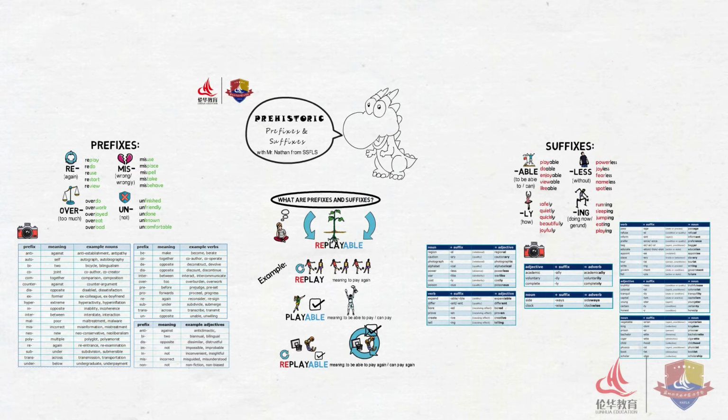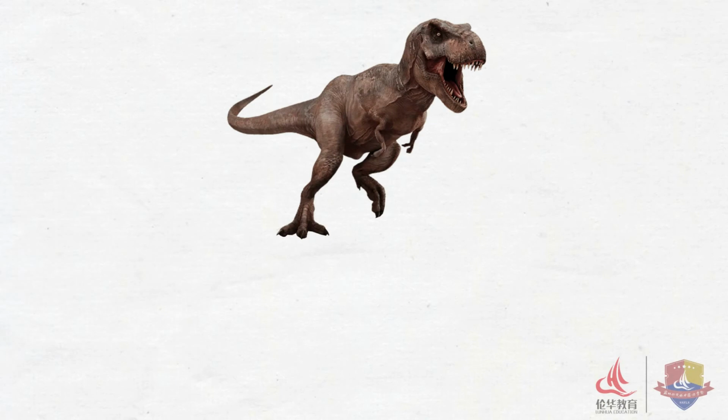Now that we've learned a little about prefixes and suffixes, let's take them and do something fun with them. Did you know that English dinosaur names are basically all made using prefixes and suffixes? That means that if you learn about Latin prefixes, you can easily learn or understand most, if not all, dinosaur names. Let's take a look at some examples.